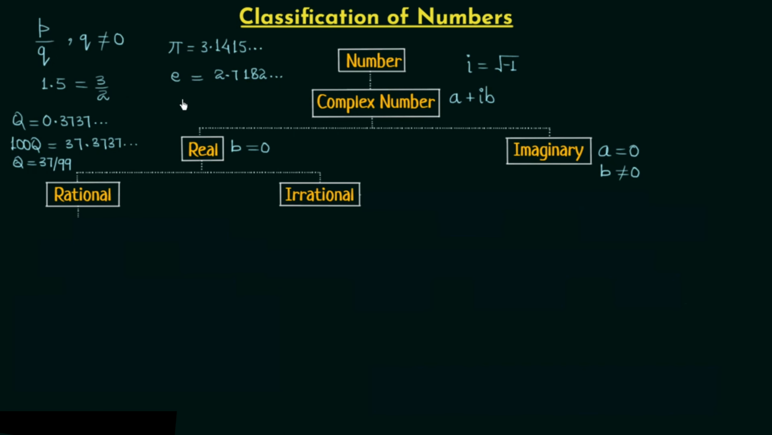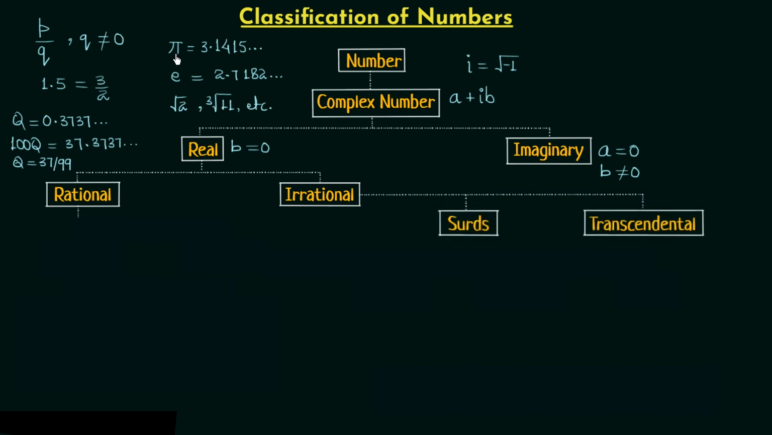Now talking about other examples. For example, root 2, the cube root of 11, etc. are other examples of irrational numbers. In these two cases, we cannot simplify them to remove the square root and the cube root to have this form. And numbers like this we call surds, and numbers like pi and e we call transcendental numbers. Pi and e fall into this category. Root 2 and cube root of 11 fall under this category. So irrational numbers are classified into surds and transcendental numbers.